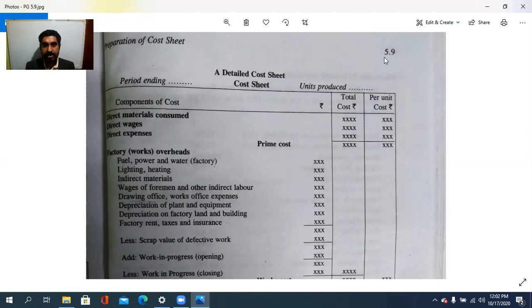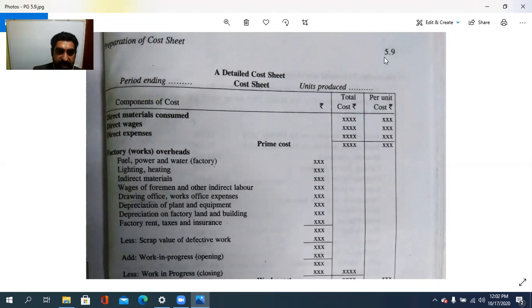like direct materials consumed, that is the total cost and the per unit, which is all the same. The only difference is that factory overhead is a separate item and office overhead is a separate item, and all of these are separately totaled up and added. So direct materials consumed, direct wages, direct expenses, that is the prime cost.